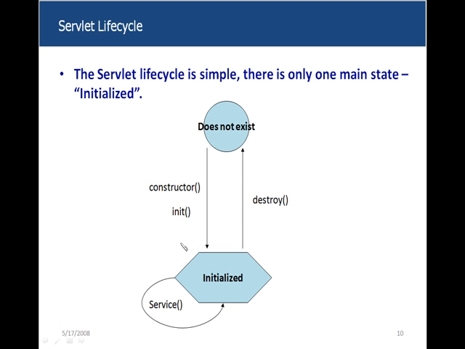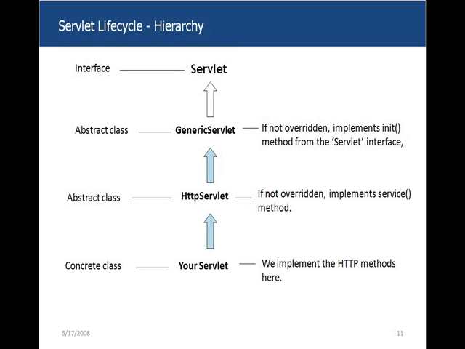For every subsequent request that comes in, the service method is called and the servlet still stays in the initialized state, okay? And when the destroy method is called, the servlet again goes back from the initialized state to the does not exist state. All these methods are called by the web container or the servlet engine. We'll see in the later slides when these methods are called, how they are called, and what the use of it is.